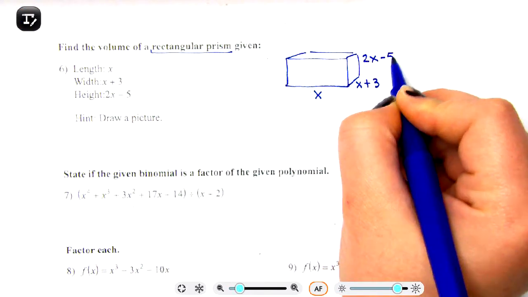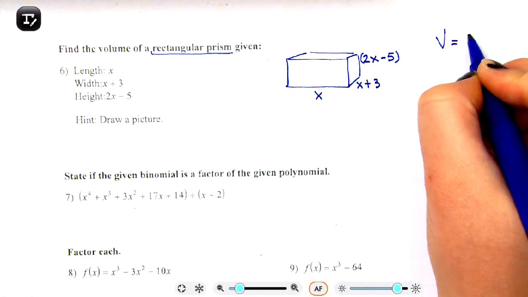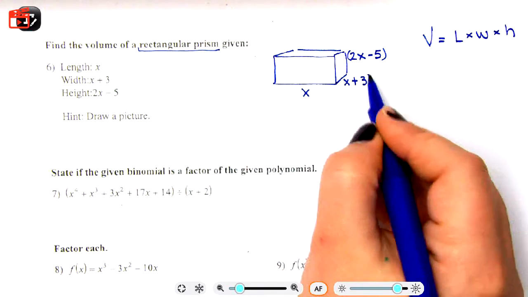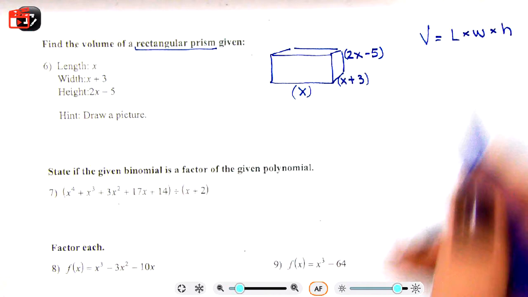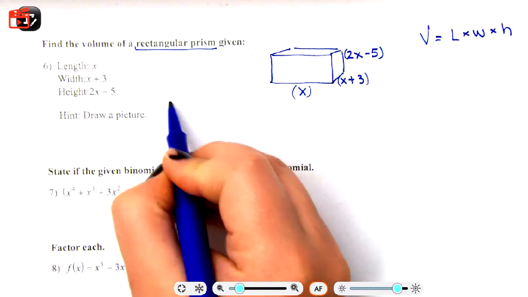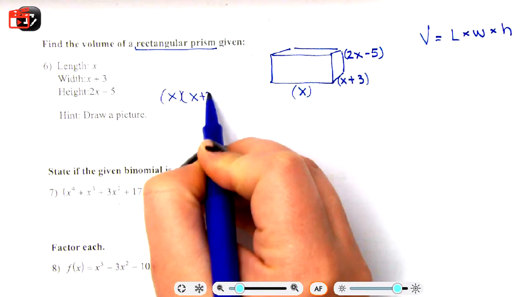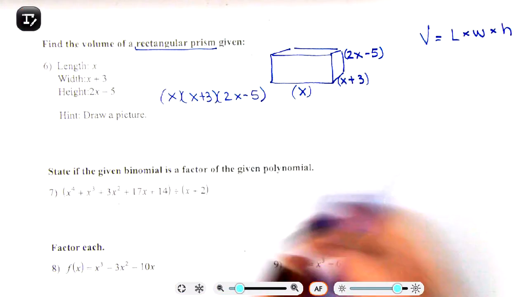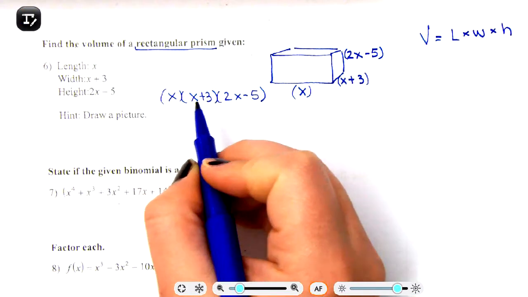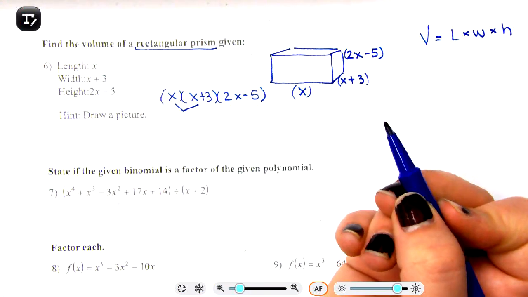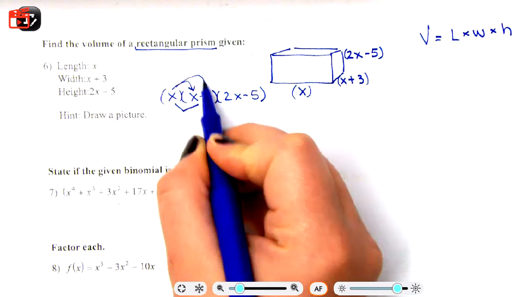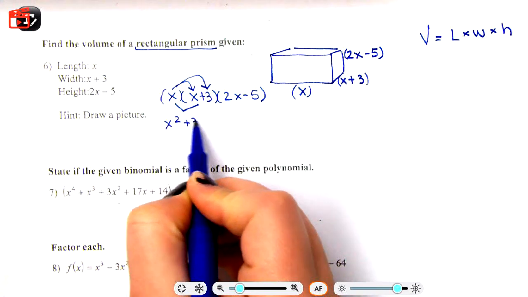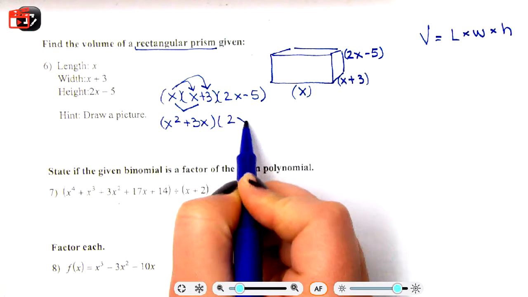The objective here is for you to know that the volume is equal to the length times the width times the height. So all you're doing is just multiplying these together. So again, x times x plus 3, 2x minus 5. If you don't need a picture and you already know how to do this, don't draw the picture. I don't need to do a box method here because I'm just going to FOIL that x in. I'm going to distribute that x in, so I have x squared plus 3x. And then I have 2x minus 5.